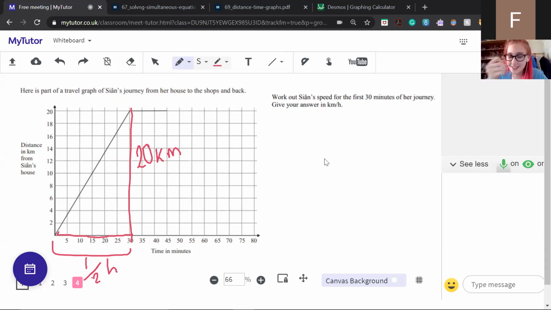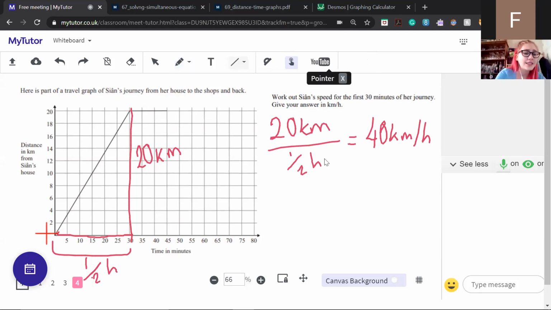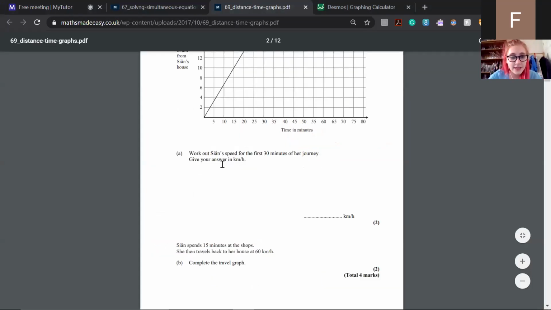So let's just work out the gradient, or you can think of it as working out the speed, distance over time. 20 kilometers divided by half an hour. You can put it into your calculator, or just think about it. If you divide something by half, you times it by 2. So this is 40 kilometers per hour. And we can tell that just from a line on a graph, and I think that's pretty cool. So the gradient of this is 40 when you consider this axis in terms of hours. Yeah, brilliant. Some people got that, so that's really good. Okay, let's see what the next question here is.